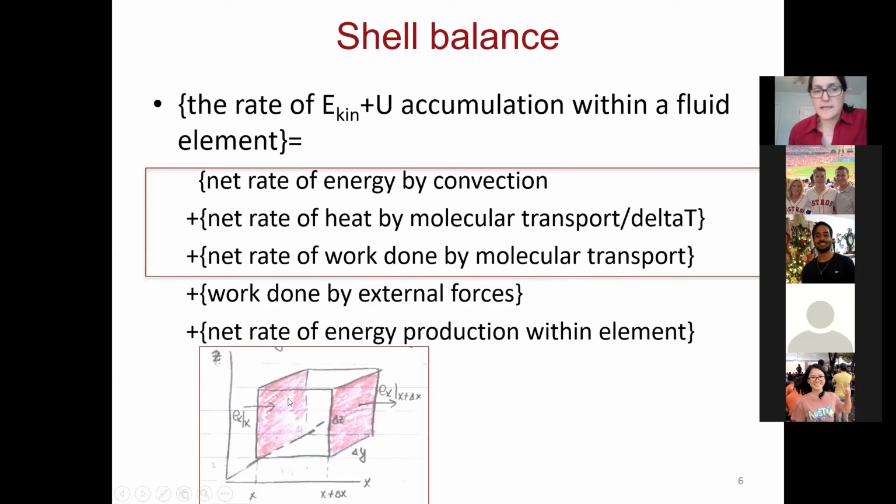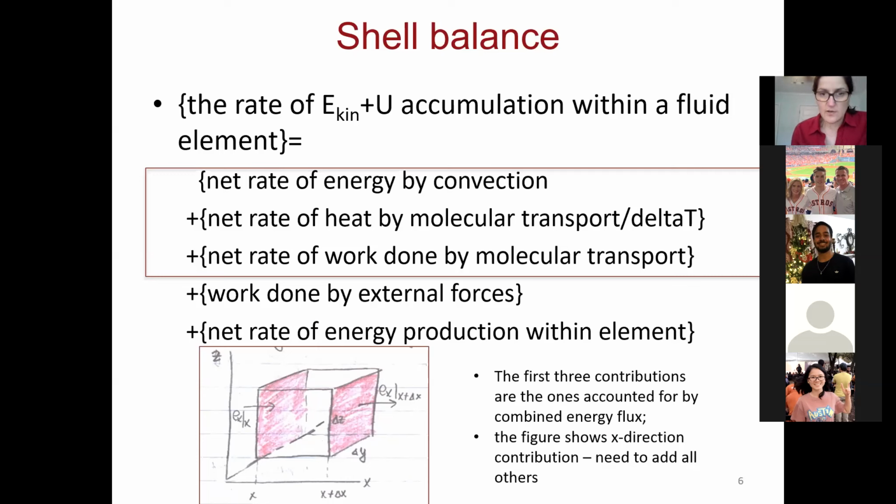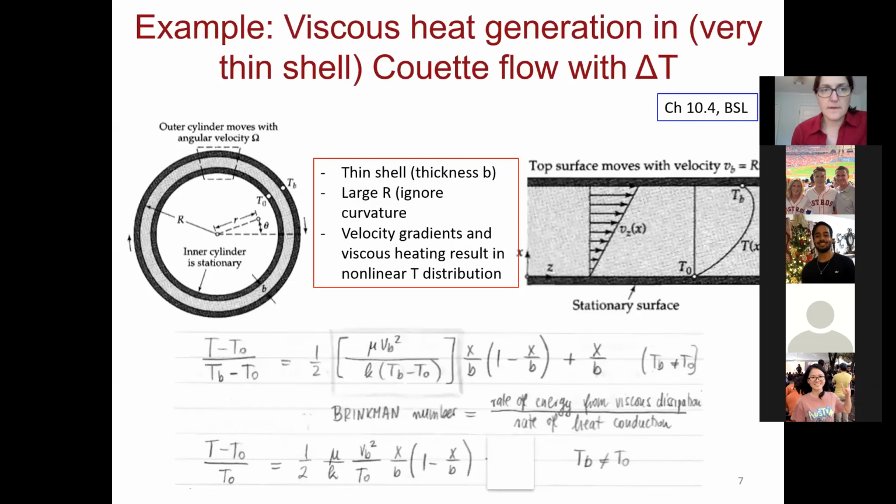So I typically look at my volume element, and I will look at opposite sides, if this is a Cartesian coordinate system. I will balance this on all sides. So here I'm looking at the X direction, and I have to take my energy fluxes per area. So I have to multiply by area in order to do this balance. Okay? And you can do this in any coordinate system. This is just an example for Cartesian. Okay.